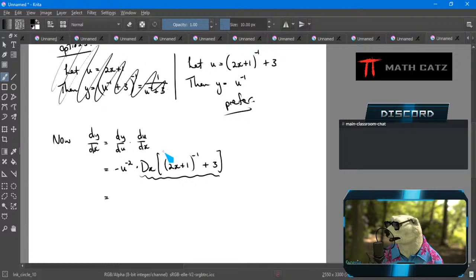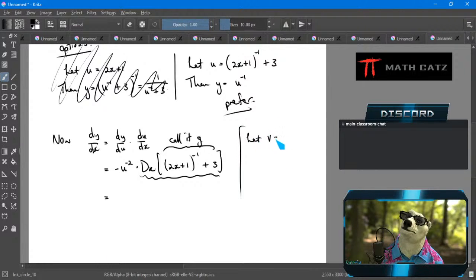I can just call this something. And people are very, let's call it G. People are very hesitant to do things like this. Just scribble some stuff on the side, and say that inside function, let's call it V because we've used a U. Let's use a V and call it 2x plus 1. Then this little function, not my original, is V to the negative 1 plus 3.